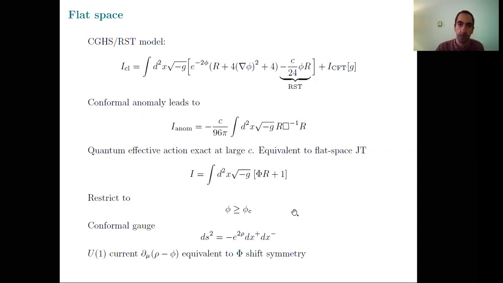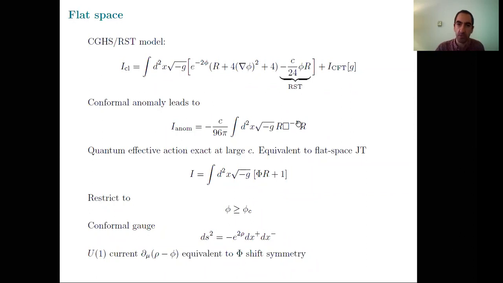Now, one last thing I want to point out about the relation of this flat space JT model to the CGHS RST model is that the CGHS model has a U(1) current, which is d_mu (rho minus phi). But that current is broken by this anomaly piece. And historically, the reason RST introduced this term was because they wanted to restore this U(1) current. They wanted that to still be preserved because it helps in writing down exact solutions and solving the model carefully. And that's really why they added this term.